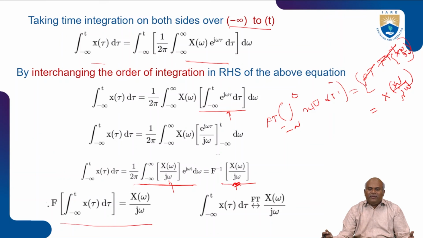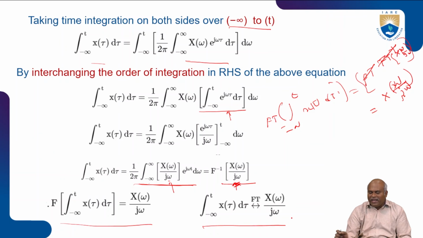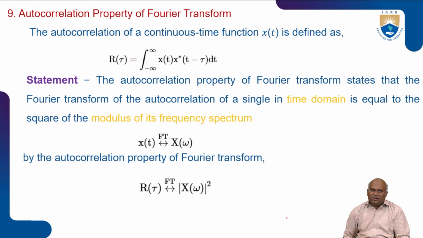That means if you take the integration in the time domain, the spectrum is divided by j omega. In general, the integration from minus infinity to t of x of tau d tau corresponds to X of omega divided by j omega. This is called the time integral property of Fourier transform.